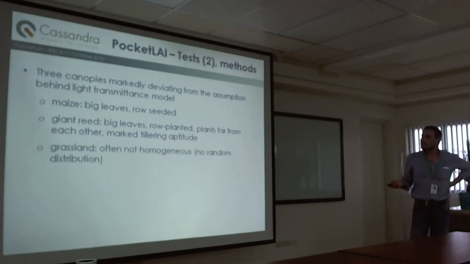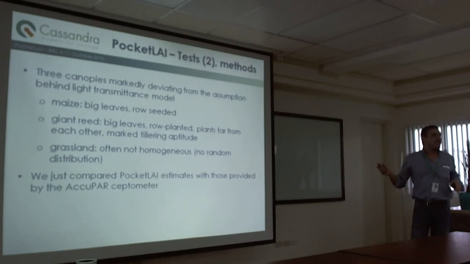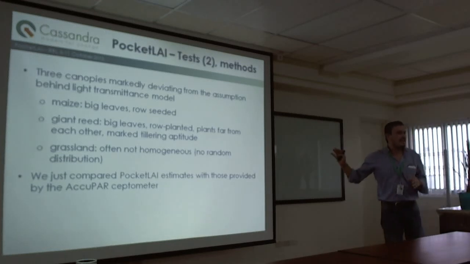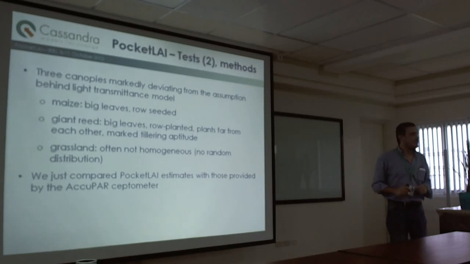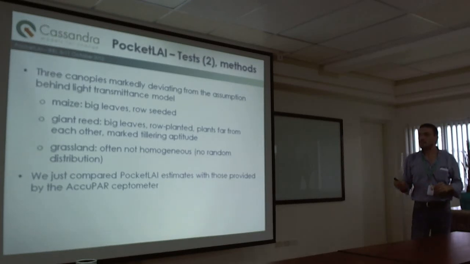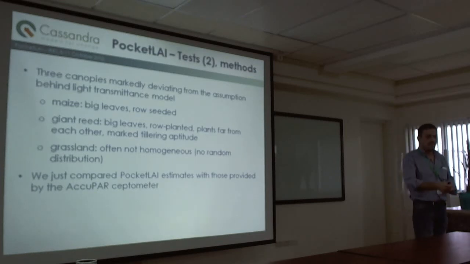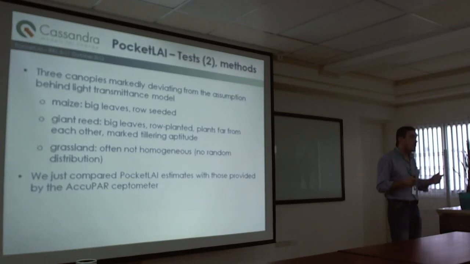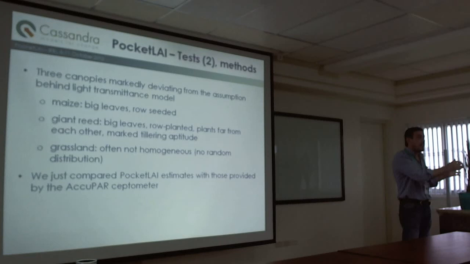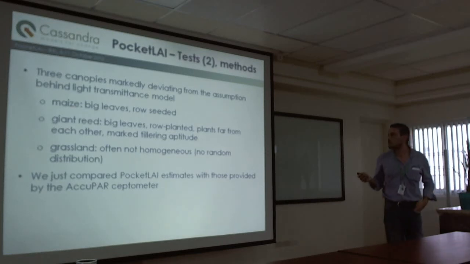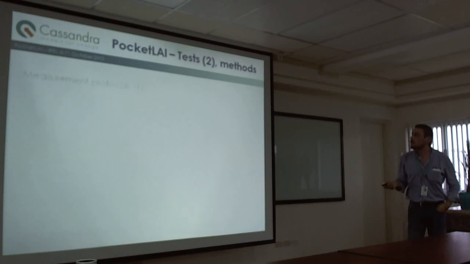Grassland, not homogeneous, in most of the cases. So in this case, we didn't apply the validation protocol before because it was very time consuming. And so we said, let's try to compare the estimates provided by the application with those coming from the ceptometer, which is one of the most widespread tools. And for extensive field campaigns, it's considered, let's say, a reference because it's very quick to get measures. It does not cost too much, and so on. So let's make a comparison.